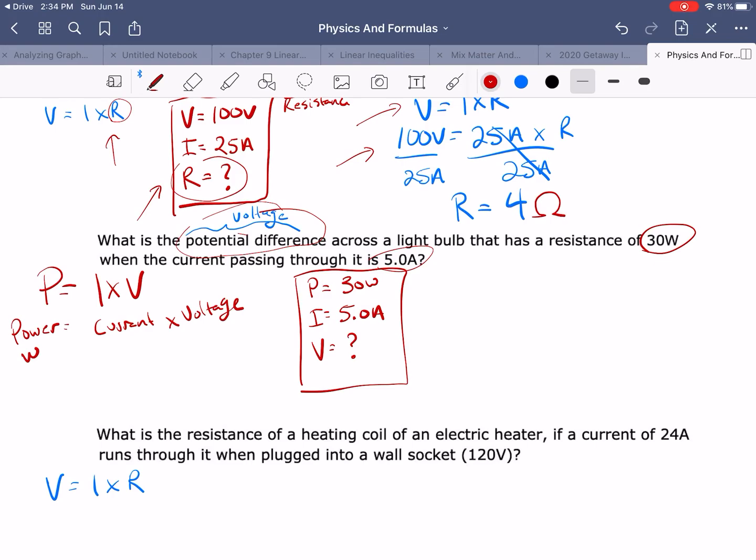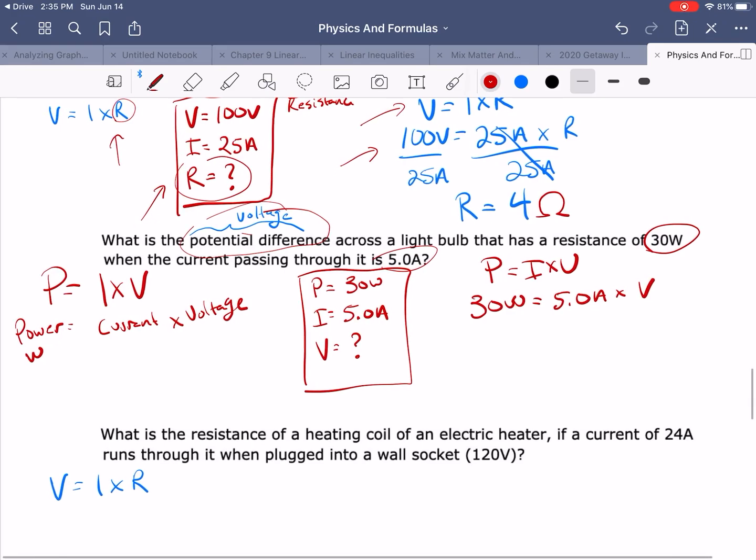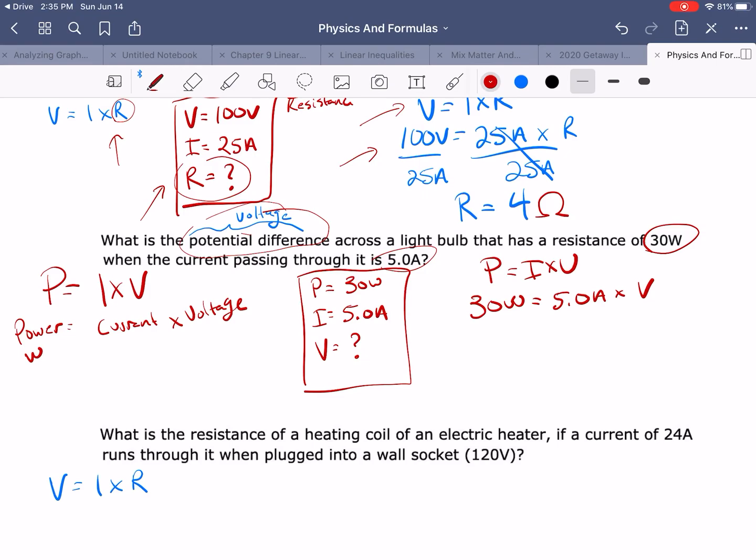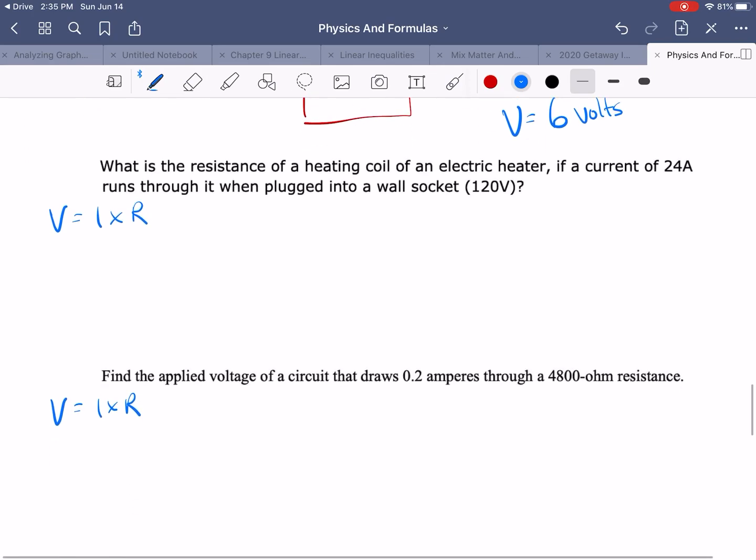So then we fill in the blanks. First we write the formula P equals I times V. We write down 30 watts equals 5.0 amps times volts. Okay, how do we solve for volts? Well, we do the opposite of multiplication, which is divide. So we divide by 5, divide by 5. 30 divided by 5 is 6. So the volts equals 6. And we always have to write what it's measured in, so you'd write volts right there. Bammo, whammo.